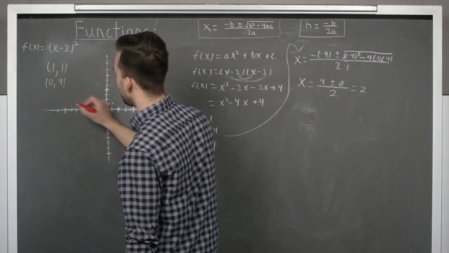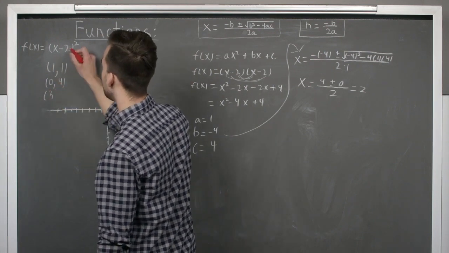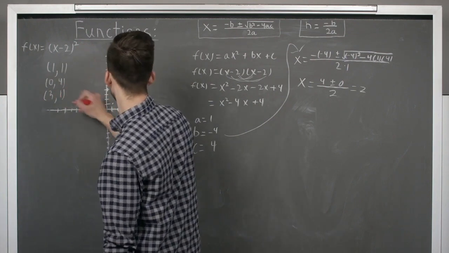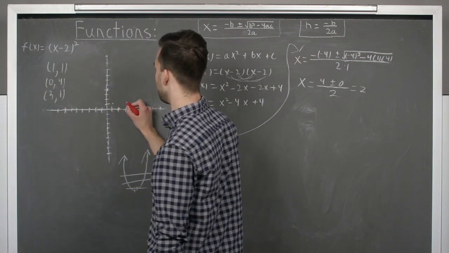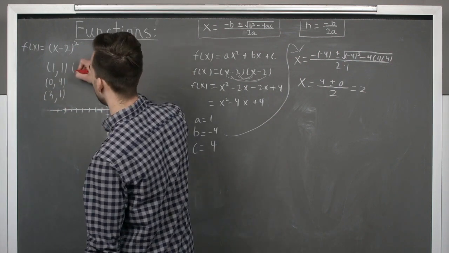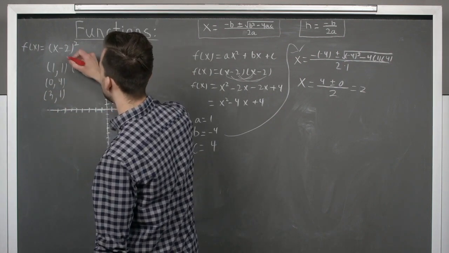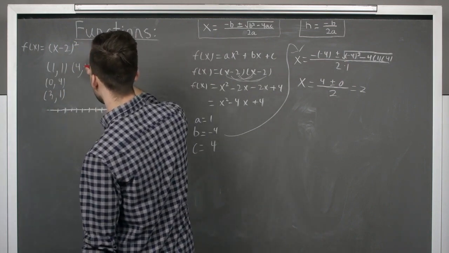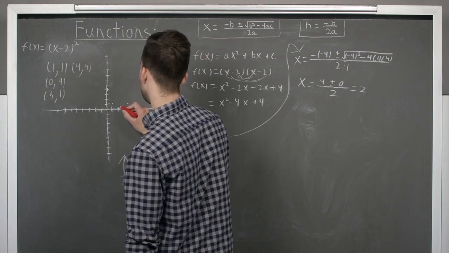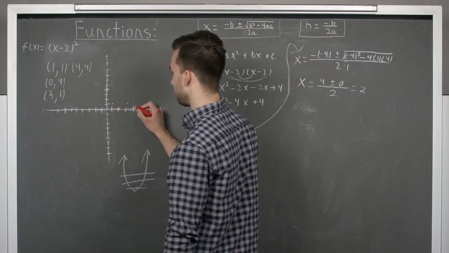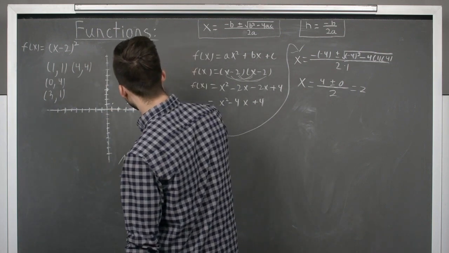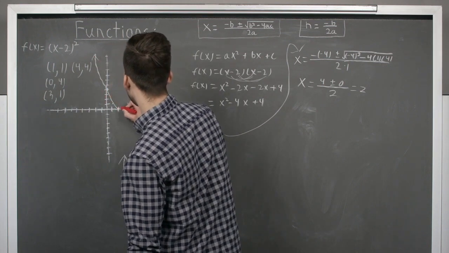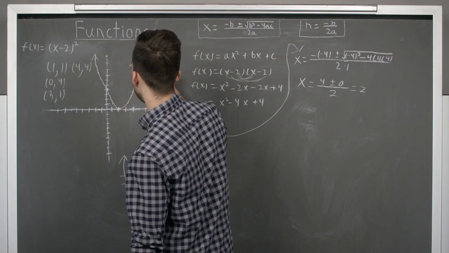Let's do 3. So 3 minus 2 is 1. 1 squared is 1. So 1, 2, 3, 1. Let's do one more point. Let's do 4. So 4 minus 2 is 2. 2 squared is 4. And so 1, 2, 3, 4. And so we kind of have this parabola shape enough to graph it.